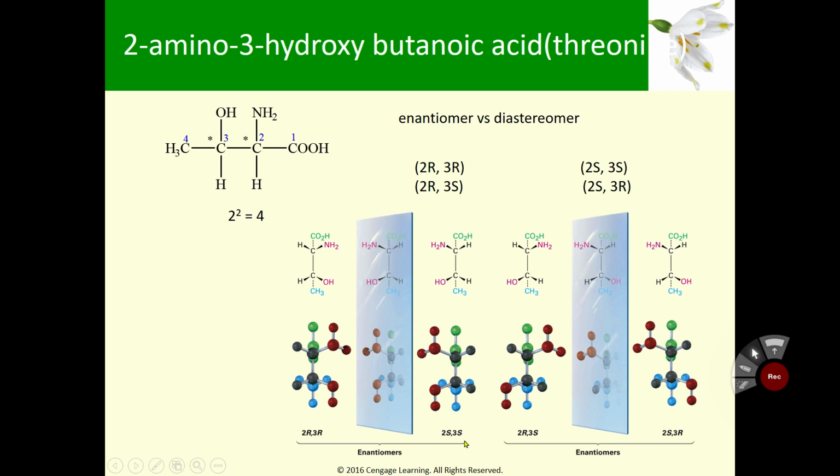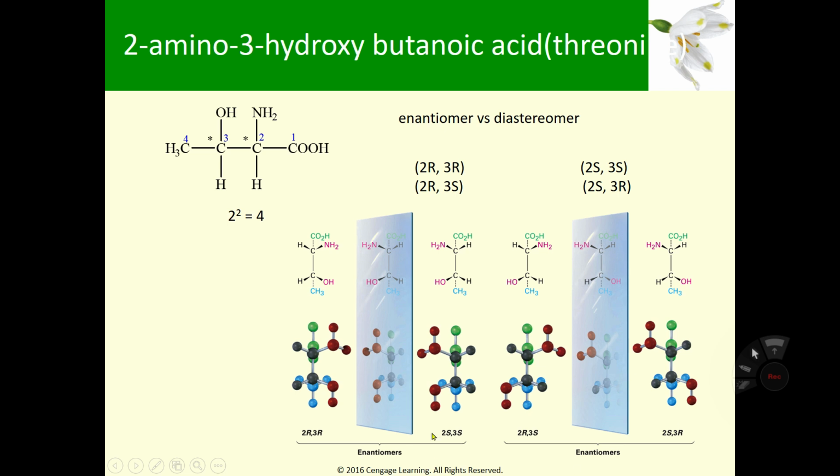Now what are the other 2? The other 2 will be 2R 3S, and this is 2R, this is 3S, and here is the mirror image. So same as this. Therefore, this one is 2R 3S, and this should be 2S 3R. Now we have all 4 isomers, 2R 3R, right? Now we know 2R 3R and 2S 3S will have a mirror image relationship, and 2R 3S and 2S 3R will have a mirror image relationship.